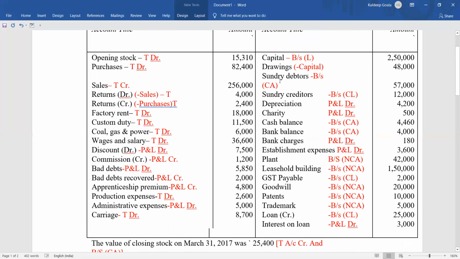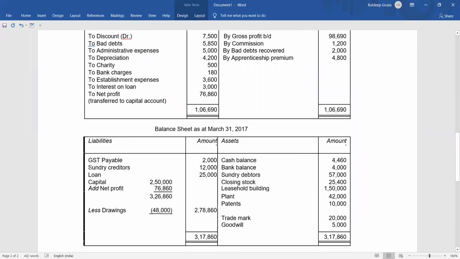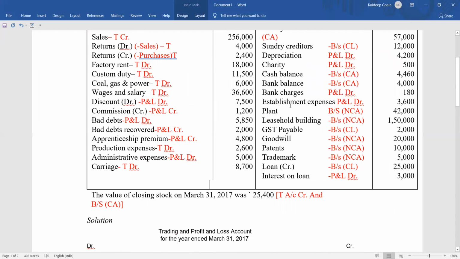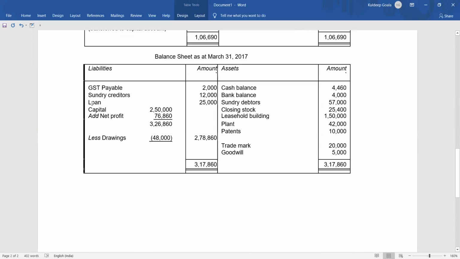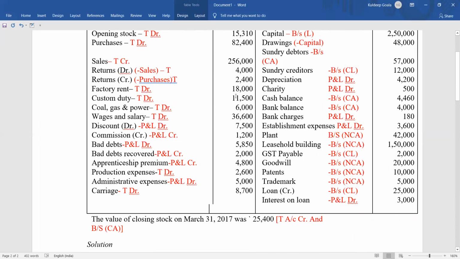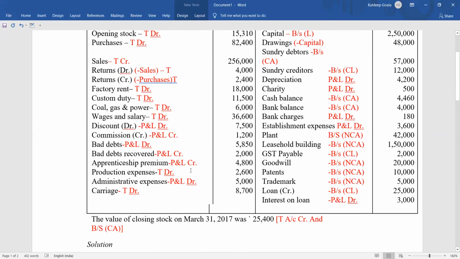After that, you can just go on one by one. The sundry creditors are there. Sundry creditors 12,000 will appear here. Then we can see the next item. Just see balance sheet liability side where it is. Yes, loan is there. Balance sheet current liability, 25,000 will come here. Right? Loan 25,000. Clear? Then what else we have in the balance sheet liability? Let's check it.